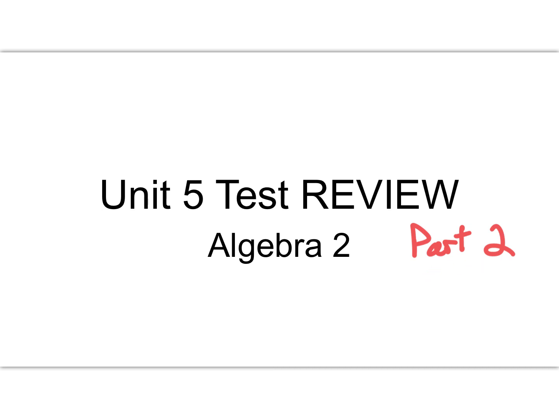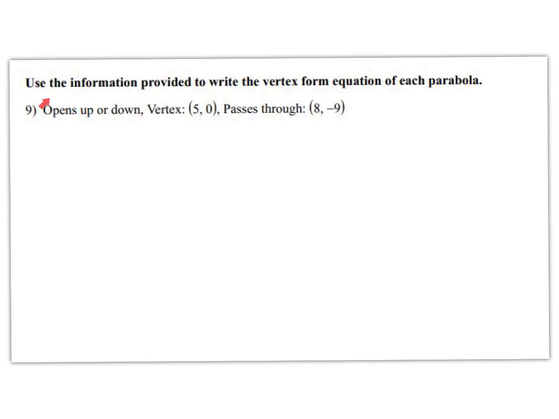Okay, this will be part 2 of the Unit 5 test review. In number 9, you're being asked to write the vertex form equation of the following parabola. It opens up or down, and the vertex is at (5, 0), and passes through the point (8, -9). So remember that the vertex form is y equals a times (x minus h) squared plus k.